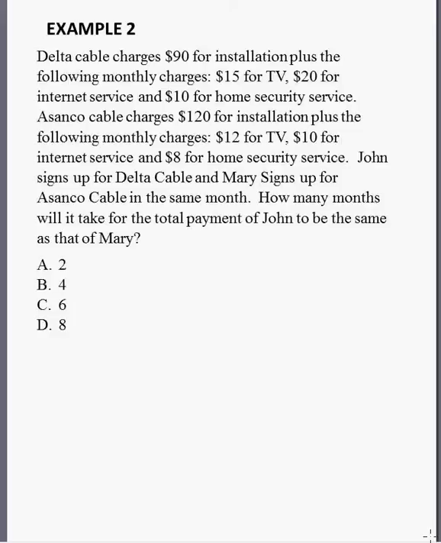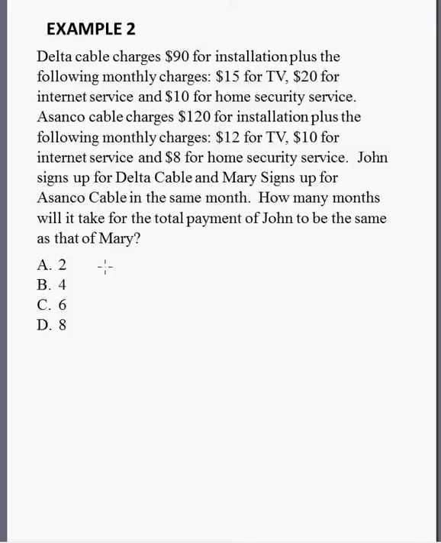So we have two people. John signs up for Delta and Mary signs up for Asanko. The question is, how many months would it take for the total payment of John to be the same as that of Mary? Here the question is asking you to determine the time point at which what John has paid so far will be the same as what Mary has paid. So what you need to do is create a model for John and a model for Mary.